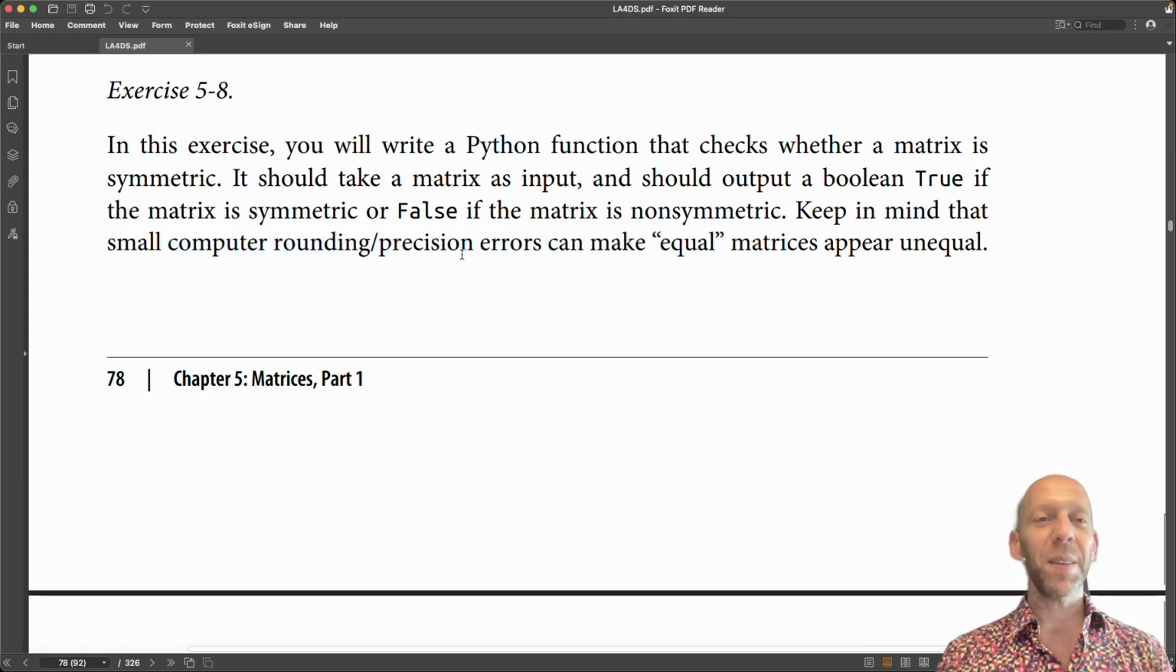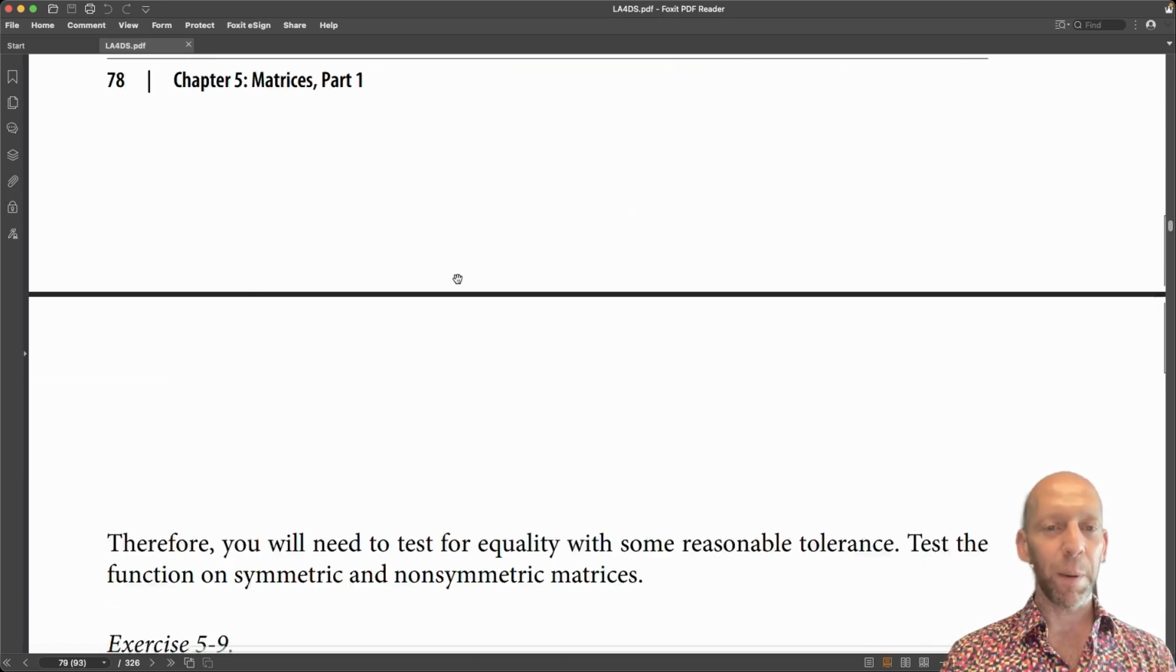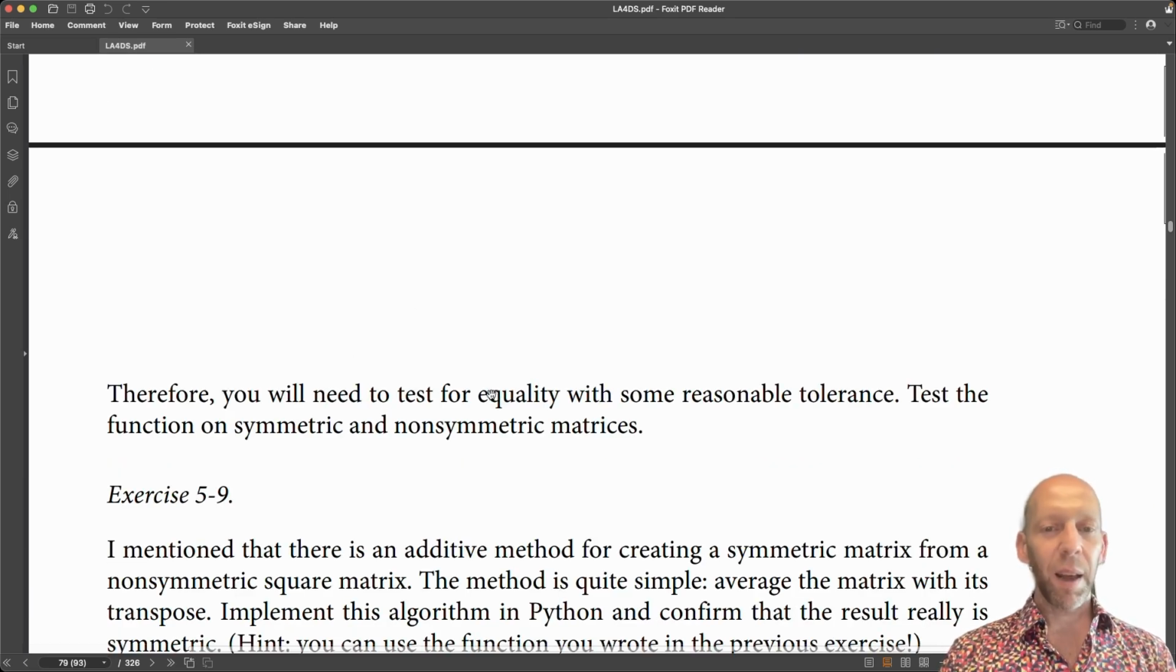Okay, this is an important exercise because the function that you will write here is going to be used by several of the subsequent exercises. So in the next several exercises, you're going to be using this function that you create here. Okay, and then we want to test it with symmetric and non-symmetric matrices.